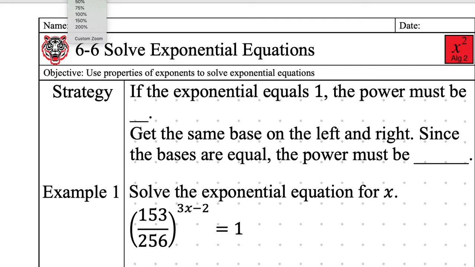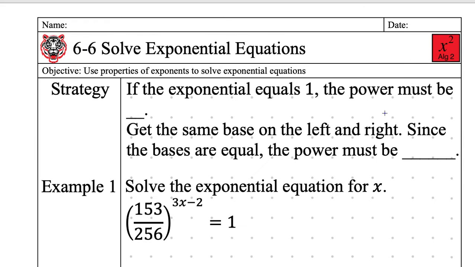We'll all say shame. All right, so today's date is Tuesday, December 10th, 12/10, 2019. We're on lesson 6-6, solving exponential equations, without the use of logarithms, I might add, especially if we're watching this in the future.